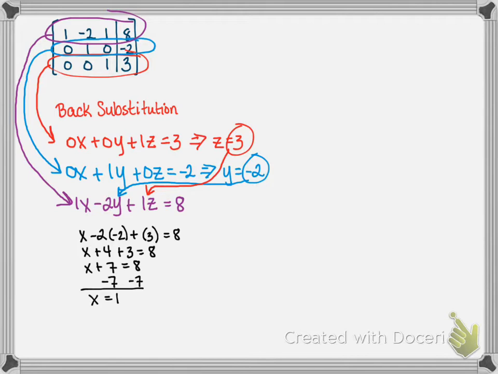So now we have a solution for x, y, and z. x equals 1, y equals -2, z equals 3. And this is our solution. We often write this as an ordered pair with 3 numbers in parentheses separated by commas. So I put my x value 1 first, comma, my y value -2, comma, my z value 3. And that's my solution to the system, (1, -2, 3).